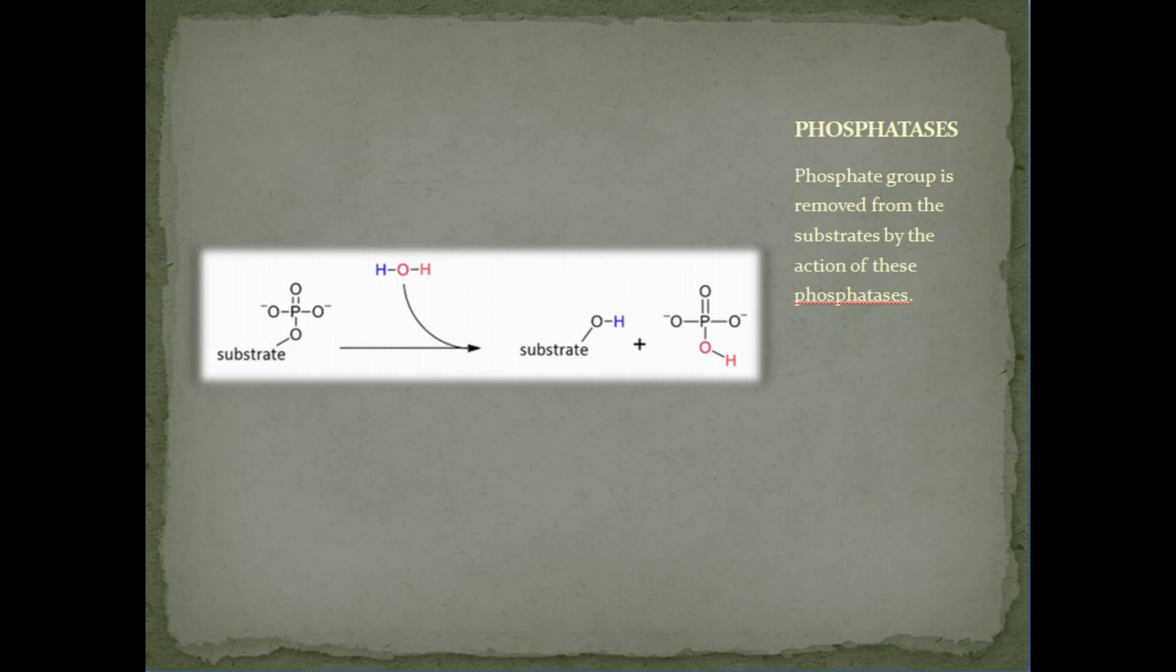The last enzyme is phosphatases. The phosphate group is removed from the substrate by the action of these phosphatases. Observing the figure given, we can say that the phosphate group is removed from the substrate.